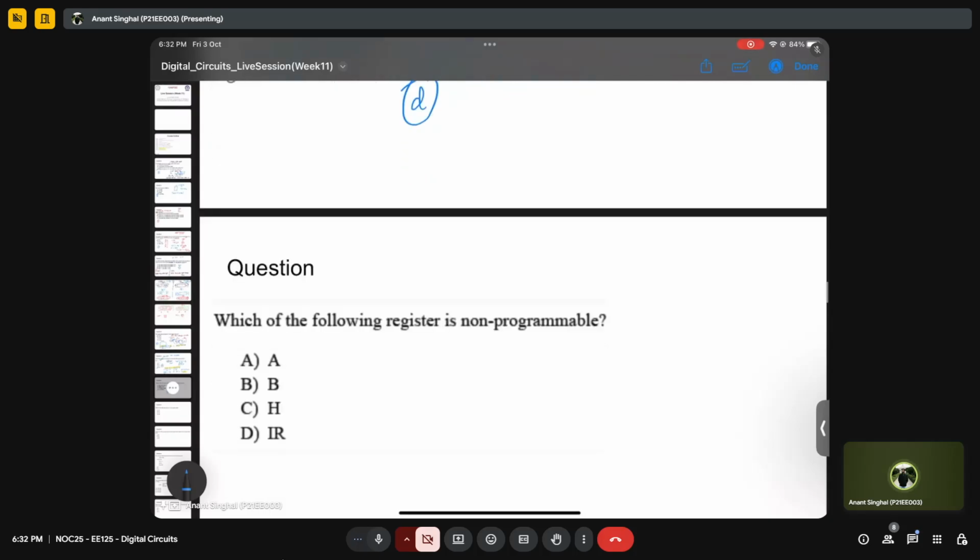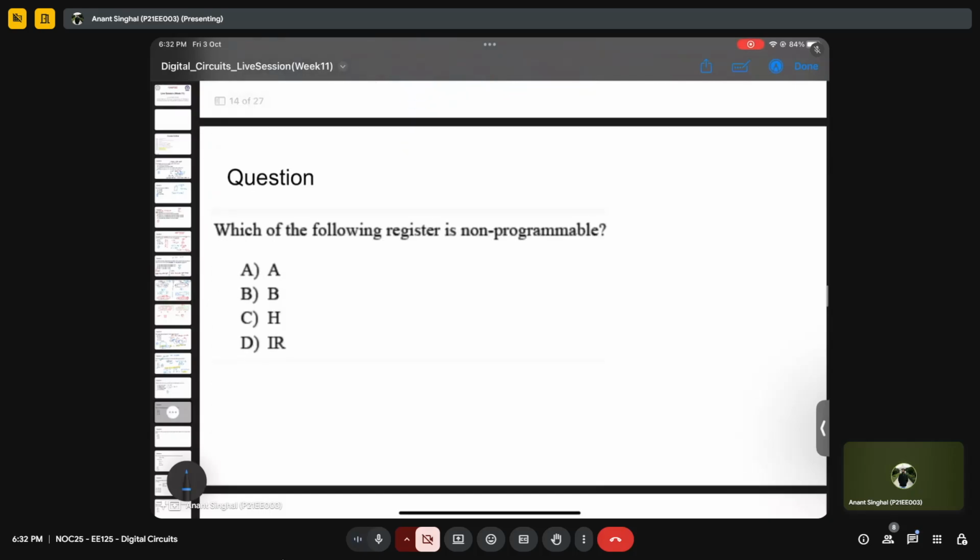Okay, based upon that, the next problem is also similar. It says, which of the following registers is non-programmable? Please try to tell your answers in the chat box quickly. I'll wait for 1 minute.